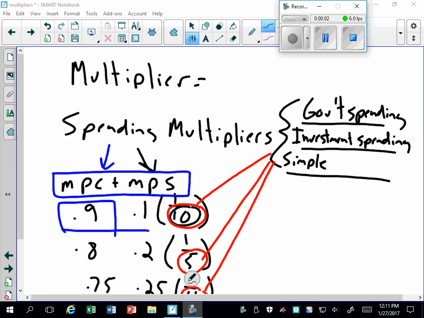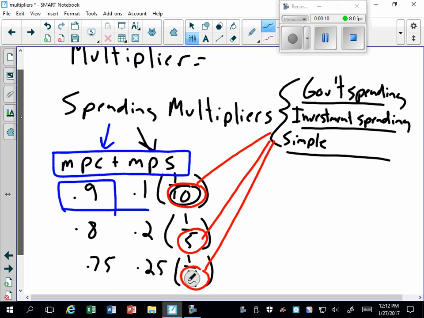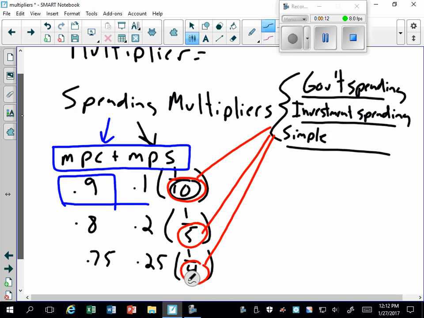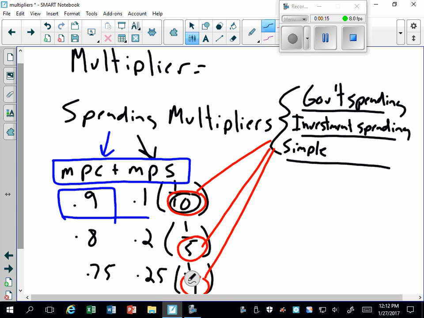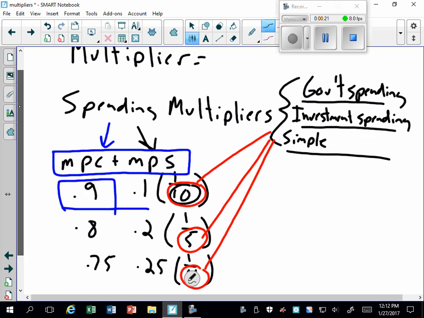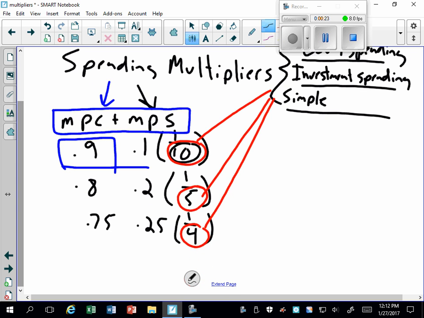This is the second half of the multiplier video that hopefully you just watched. If you didn't see that one, I would watch the intro to the multipliers first. We left off on this screen here, and it shows how we're able to find our spending multipliers, the government spending, investment spending, and simple spending multipliers by taking the reciprocal or just flipping the MPS.